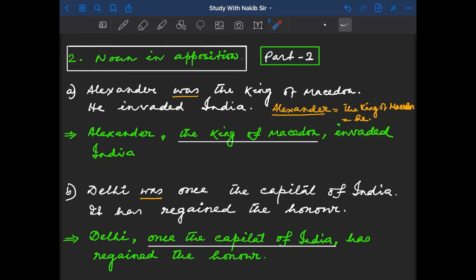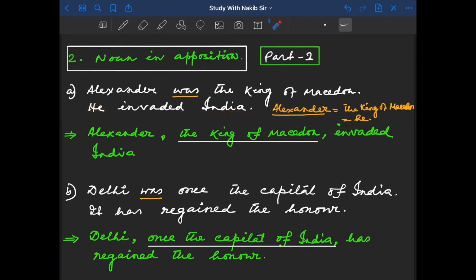Okay, and the next sentence, see, he invaded India. Who is he? He means Alexander. He means the king of Macedon. For this I say Alexander is equal to the king of Macedon is equal to he. So as he is equal to Alexander, Alexander can be used in place of he, and the sentence will be like this, Alexander invaded India.